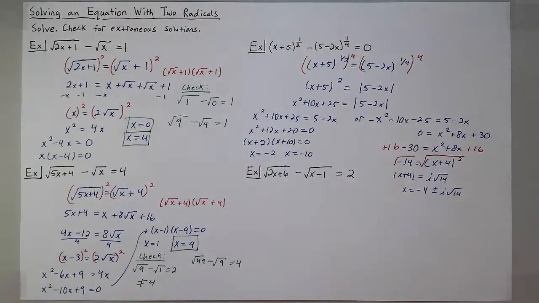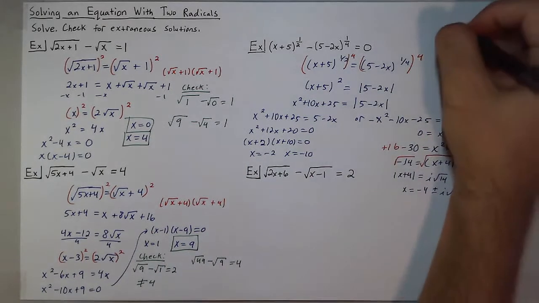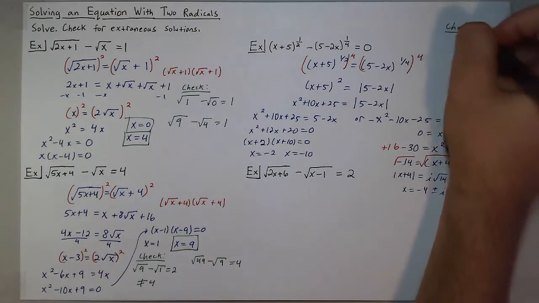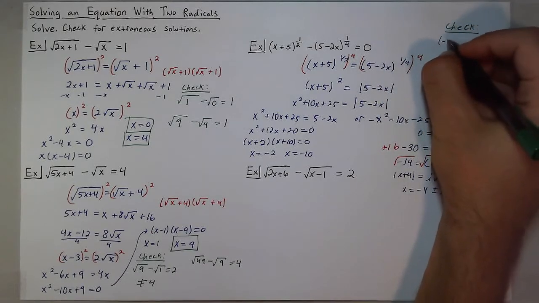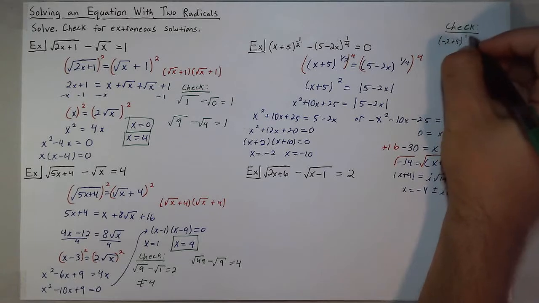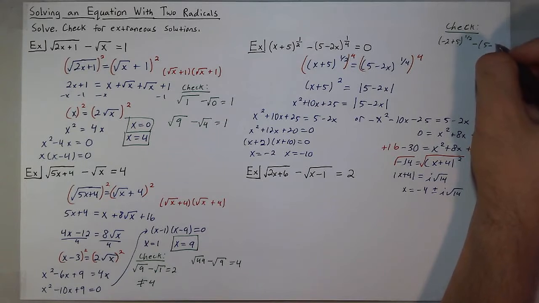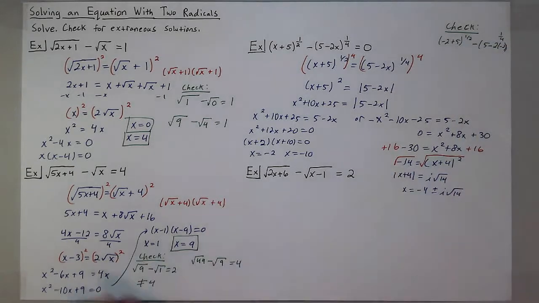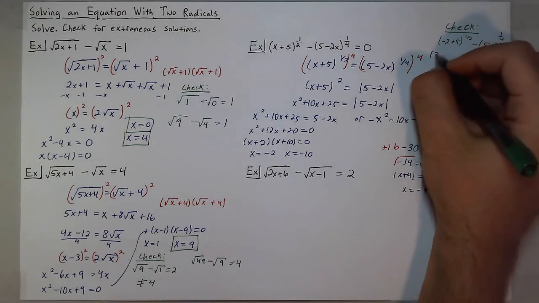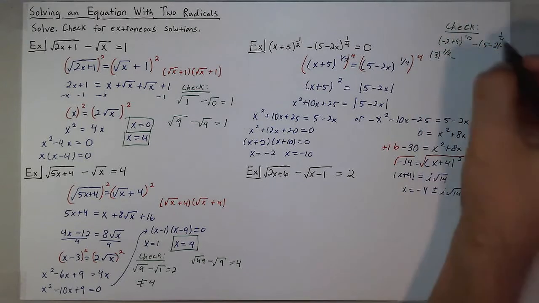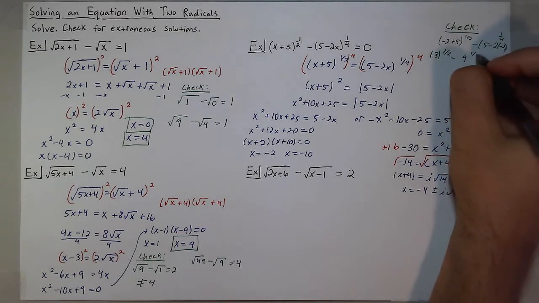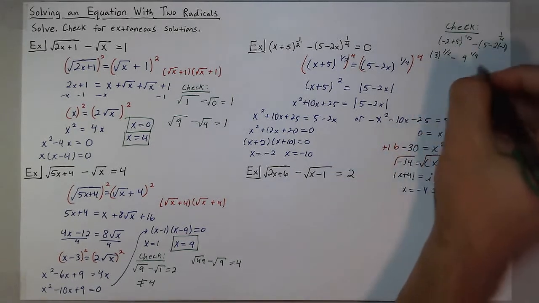But now to check to see if negative 2 or negative 10 works, checking negative 2 first, I have negative 2 plus 5 to the 1/2 minus 5 minus 2 times negative 2 to the 1/4. Oop, ran out of room. I'll fix that in the next step. I'll have 3 to the 1/2 minus 5 plus 4, which would be 9 to the 1/4. And I want this to equal 0 for it to be correct.